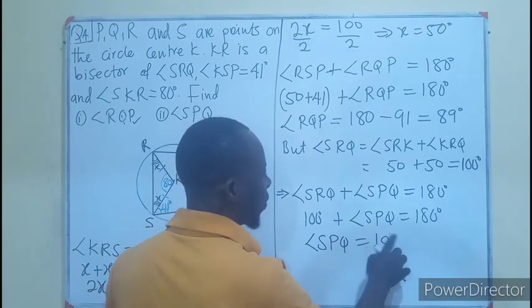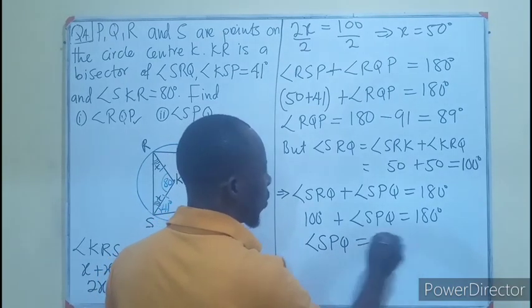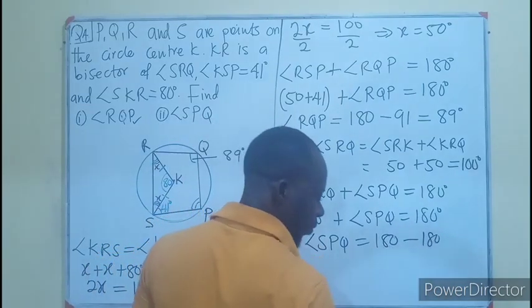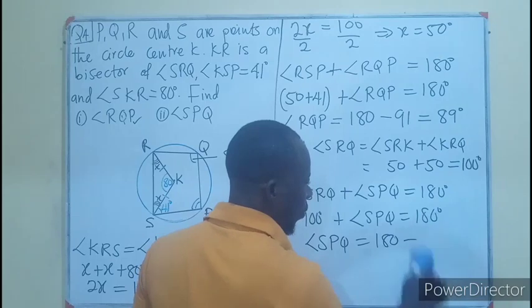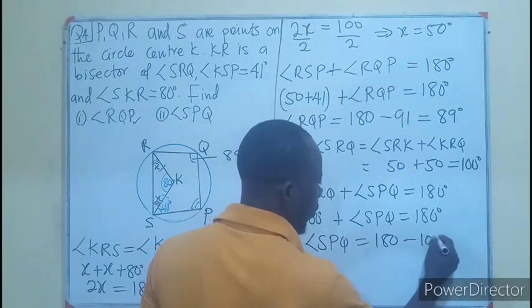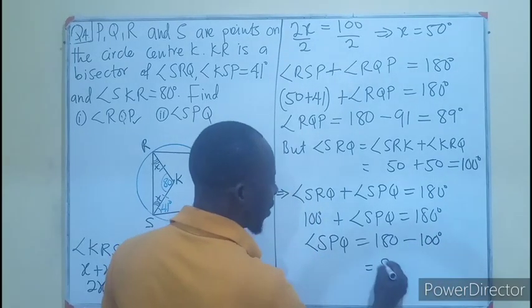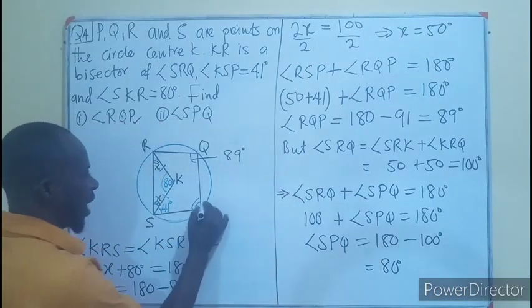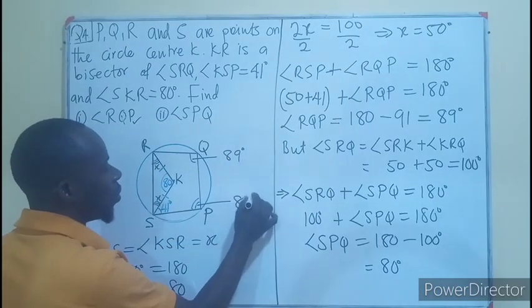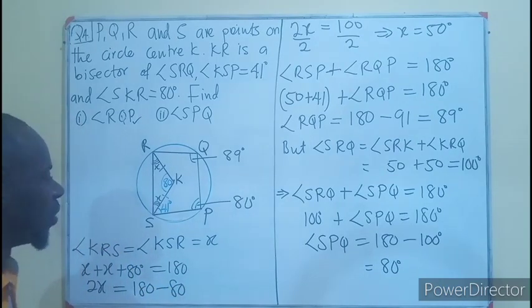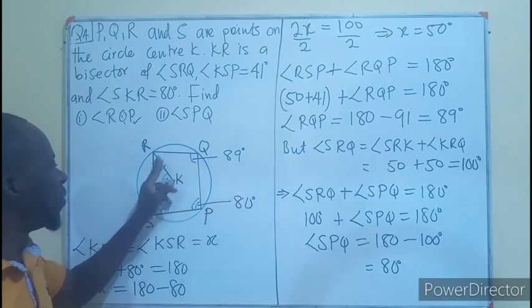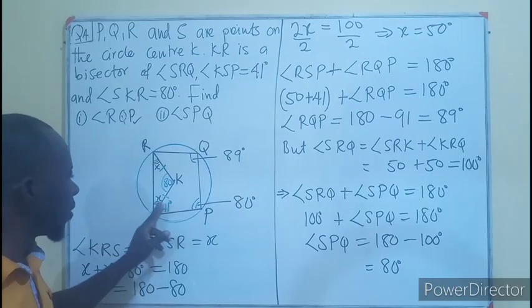Then we subtract 100 from 180, and that gives us 80 degrees. So the angle right here is 80 degrees. Adding 80 plus 89 plus 50 plus 50, that gives 150.